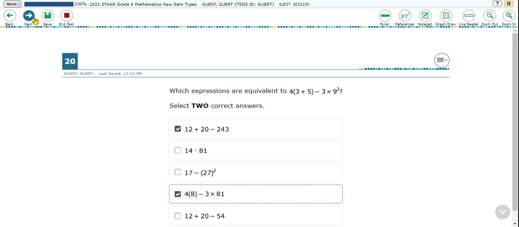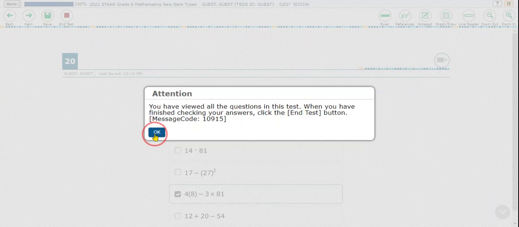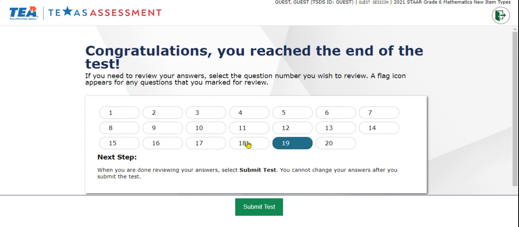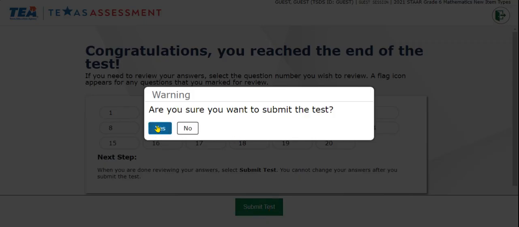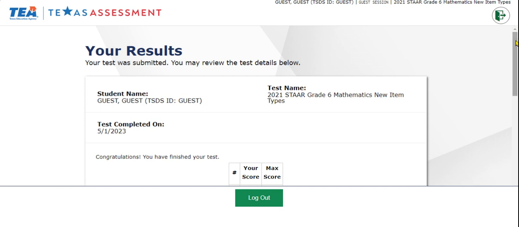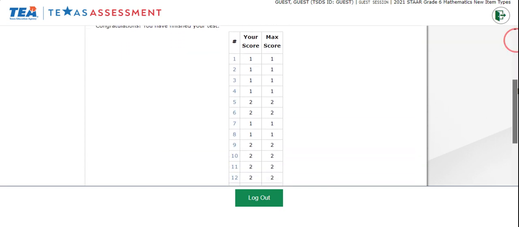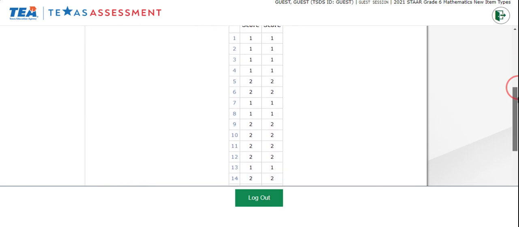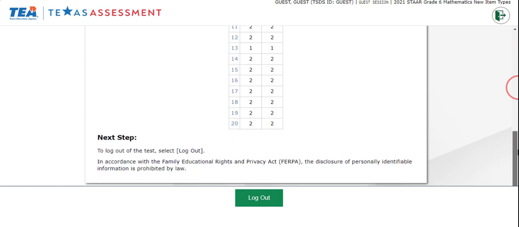We go click next. That's it. End test. Everything has been answered. Submit your test. Then you can scroll down and see if you missed any of the questions. 1 out of 1, this 1 out of 1, 1 out of 1, 2 out of 2. So these are all the points that are awarded. Make sure you got everything correct. If you missed any points, you can go back and try it again.